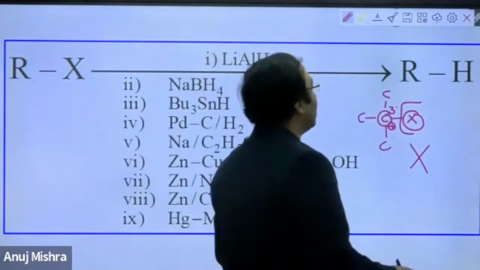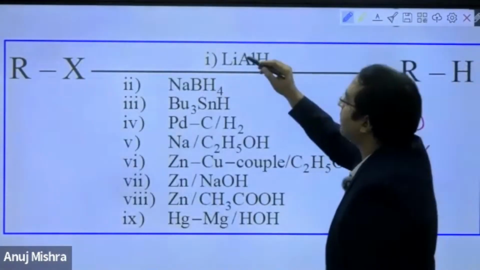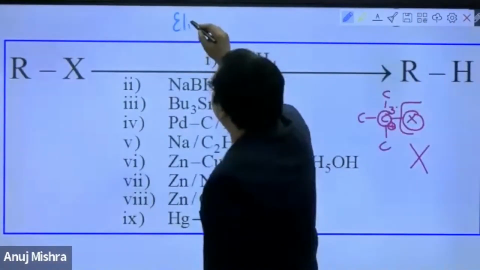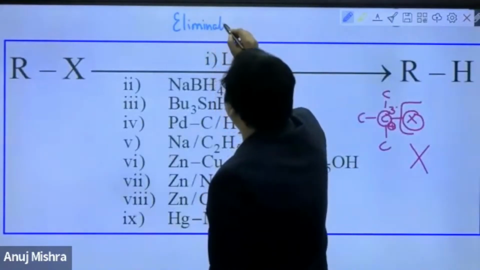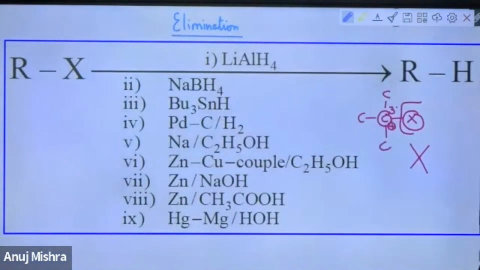So here comes another concept. This is the concept of elimination. Okay, there is something called elimination reaction. Write on the heading: elimination reaction.